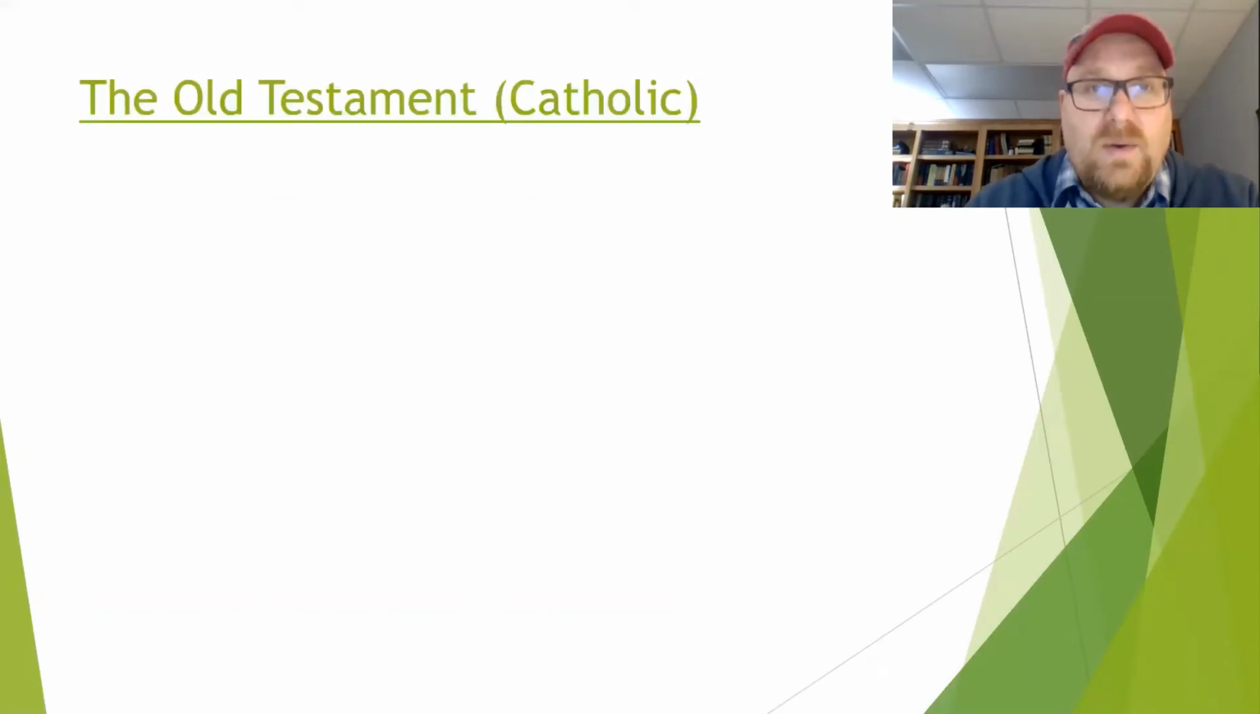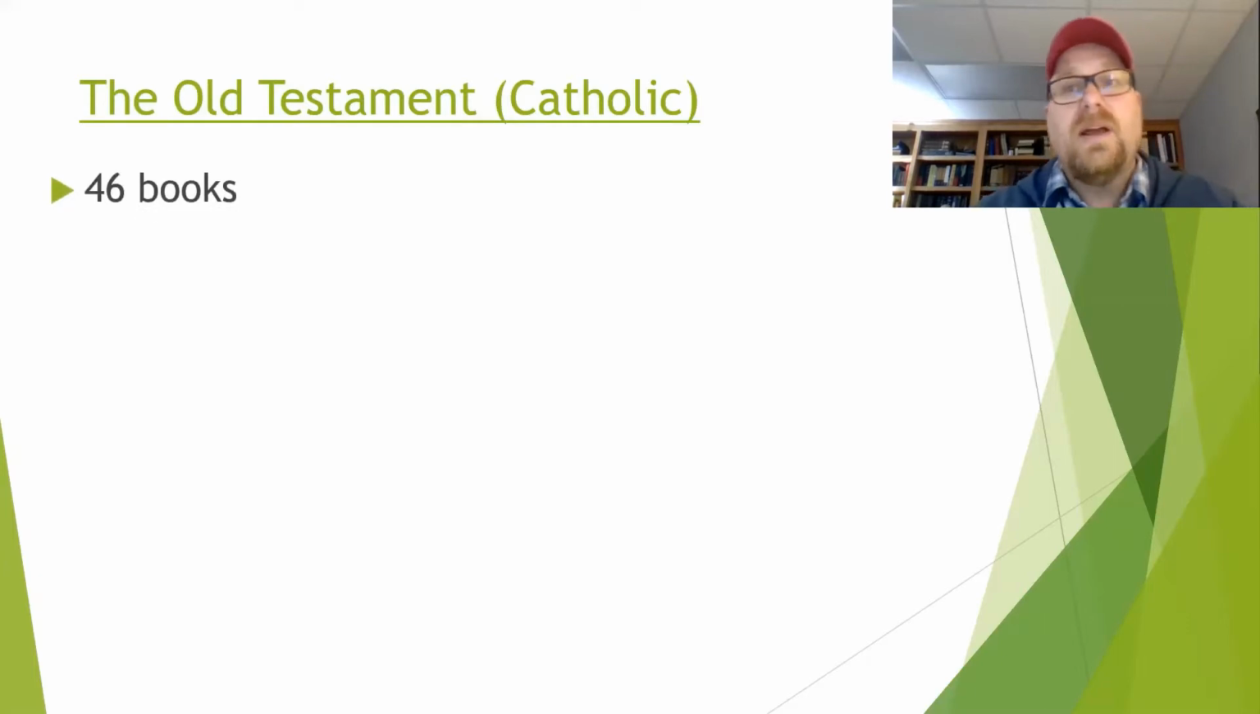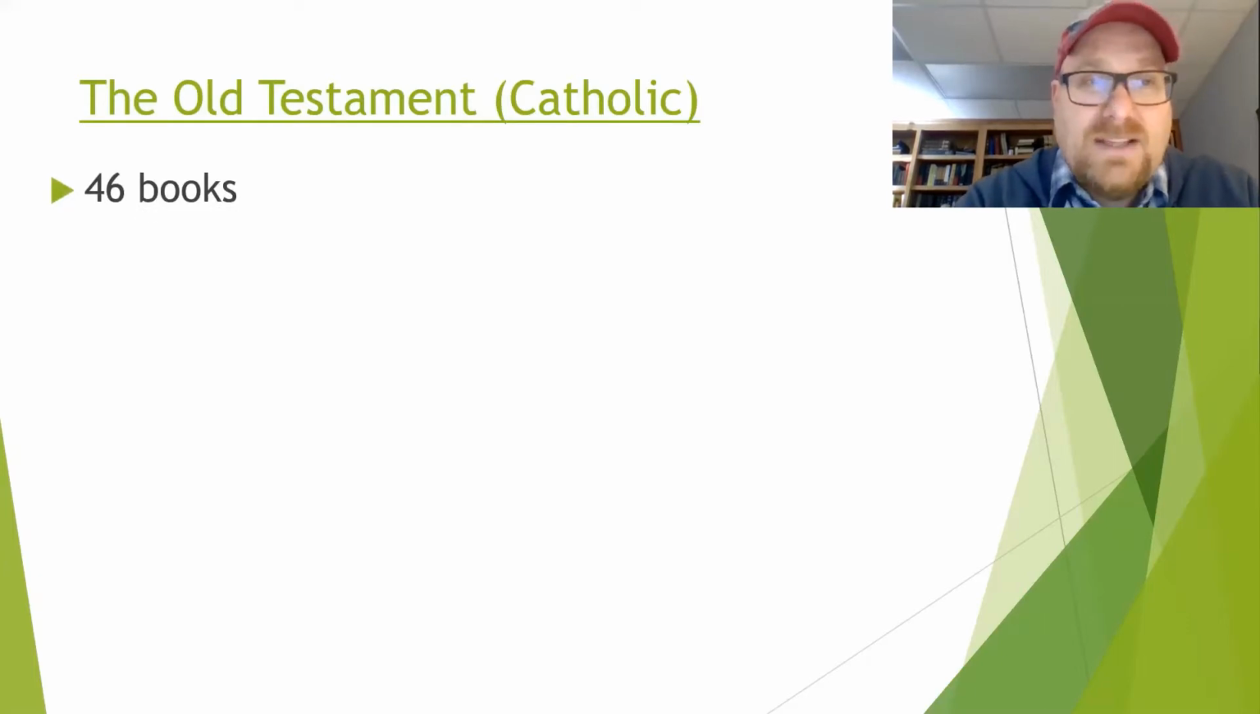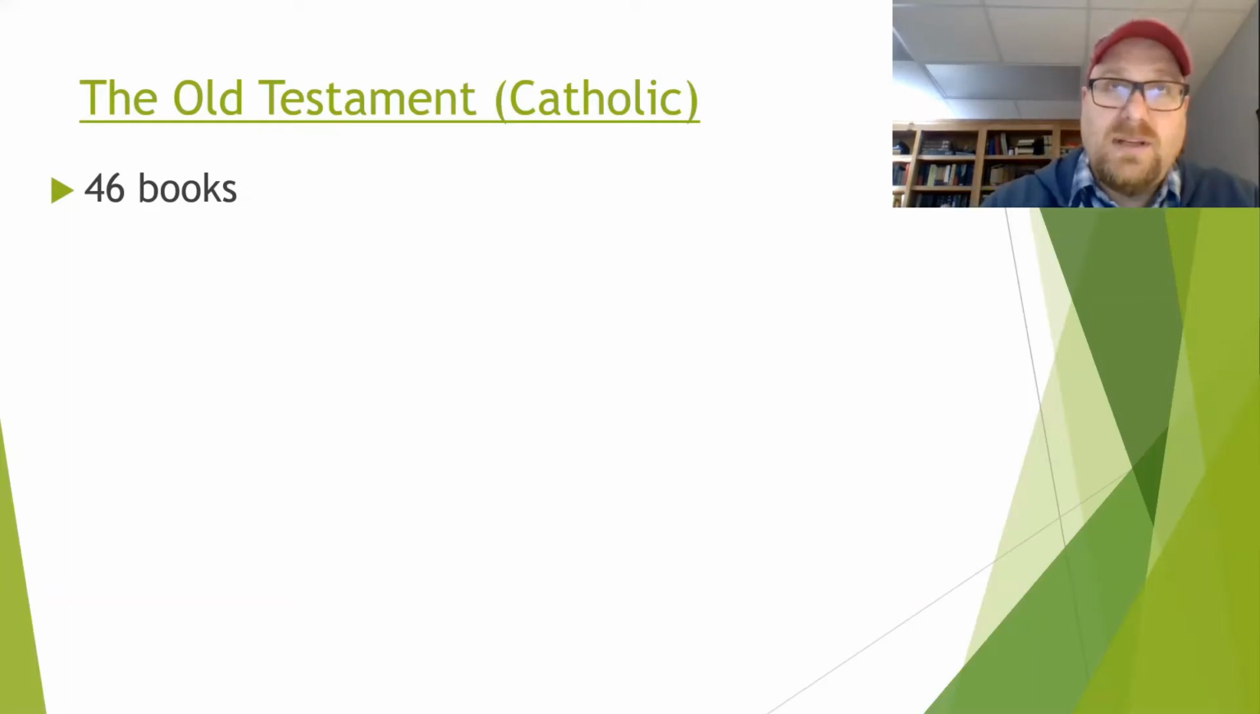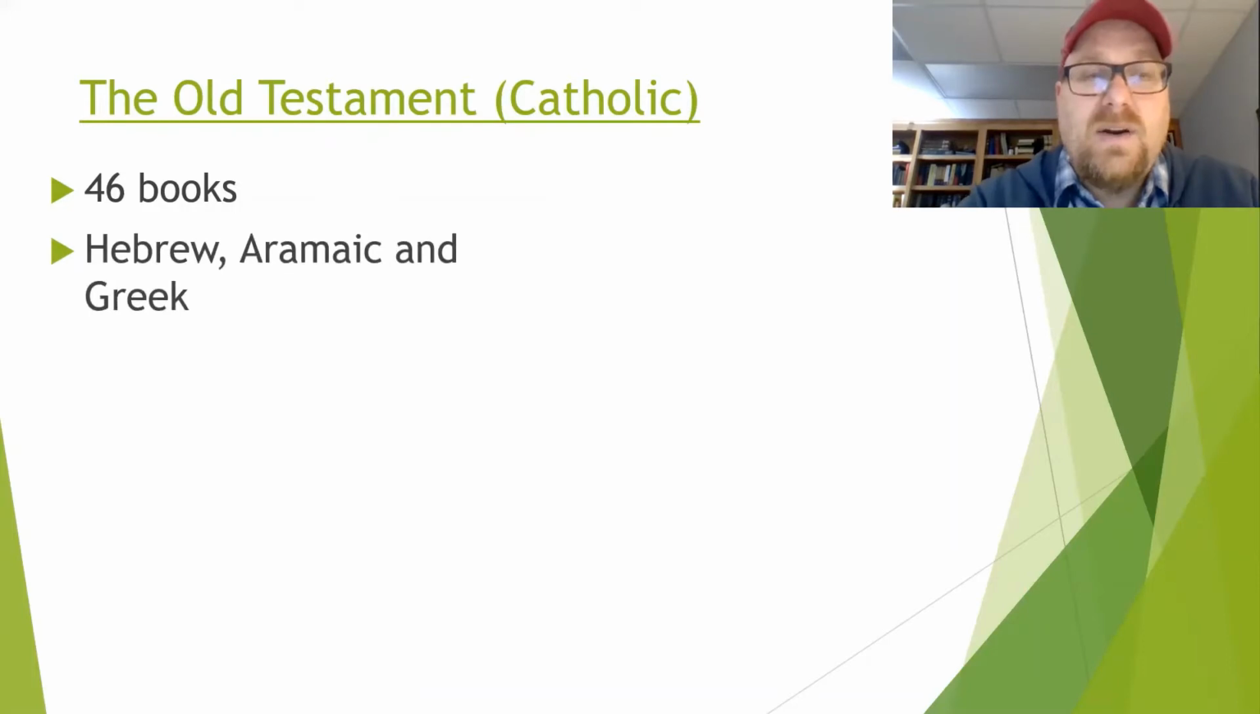Now, the Catholic Old Testament, this will all be very similar. They have 7 additional books, so they have 46 books instead of 39. And their books are written, just like ours, in Hebrew and Aramaic, but some of their Old Testament books were also written in the Greek language.